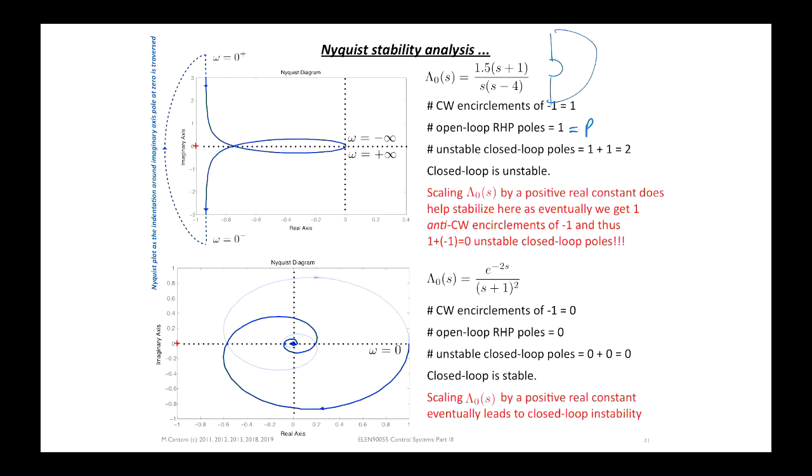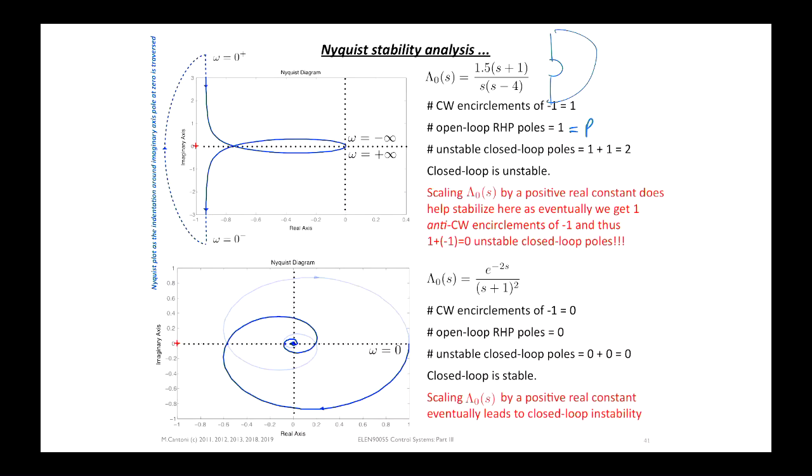Okay, it's in the clockwise direction. All right, we've got p equals 1, we've got n equals 1, so we're going to end up with 1 plus 1 unstable closed loop poles in this case.